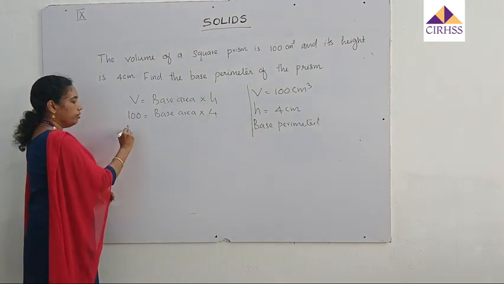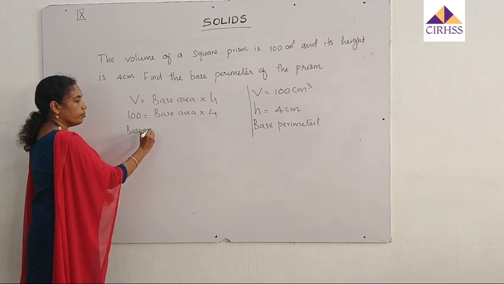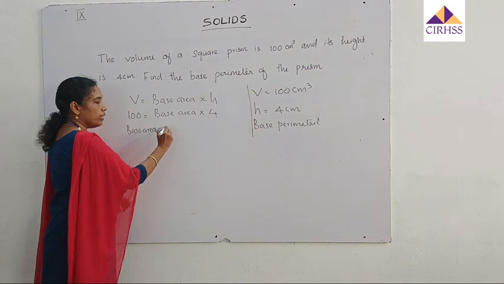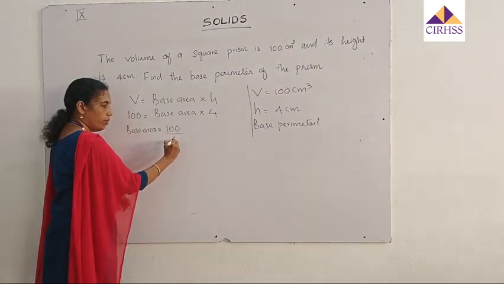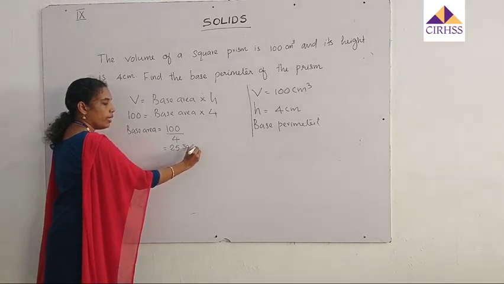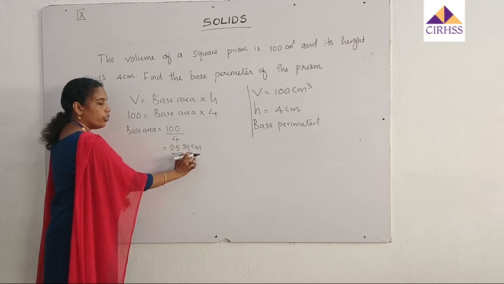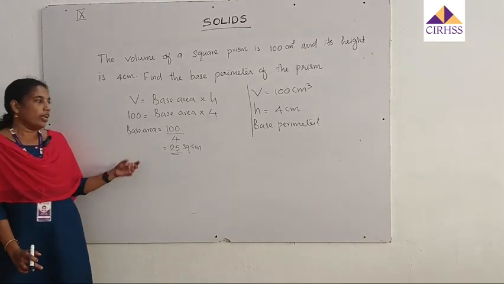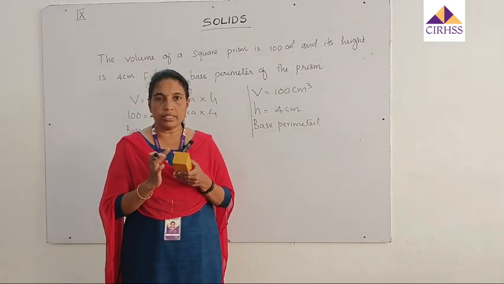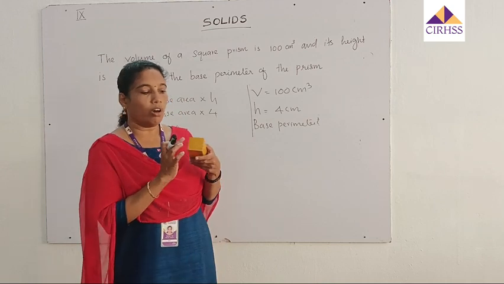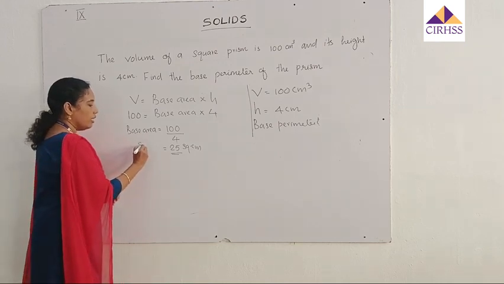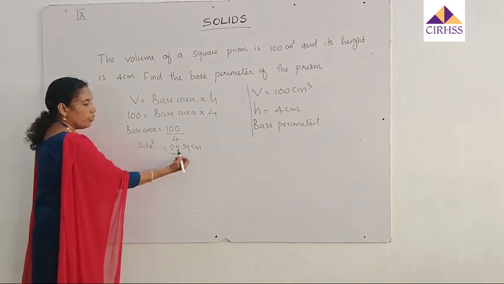What is base area? Base area is equal to volume divided by 4. That is 100 divided by 4 equal to 25 square centimeter. Area, that is 25 square centimeter. Then what's base area? Base is a square. So area of square is side into side or side square. So instead of base area we can write side square. Side square is equal to 25.